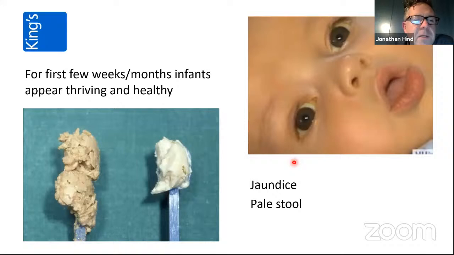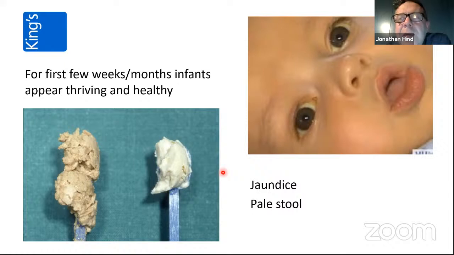It's difficult because the liver disease is not severe yet, so the baby is likely to be very healthy and thriving. They're often feeding extremely well, and that's because they're feeding to excess to cope with the malabsorption that they've got. A lot of mothers will say that. So you must examine these babies. You must look for jaundice, particularly in the eyes, and you must examine the stool.